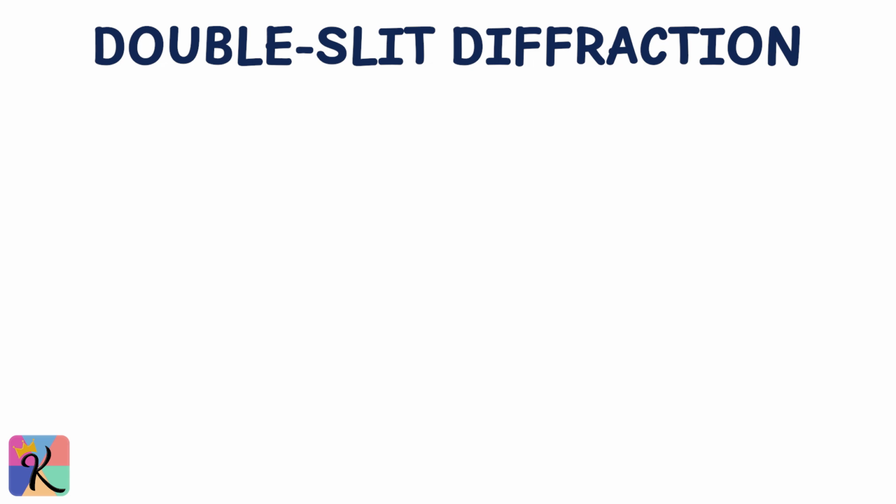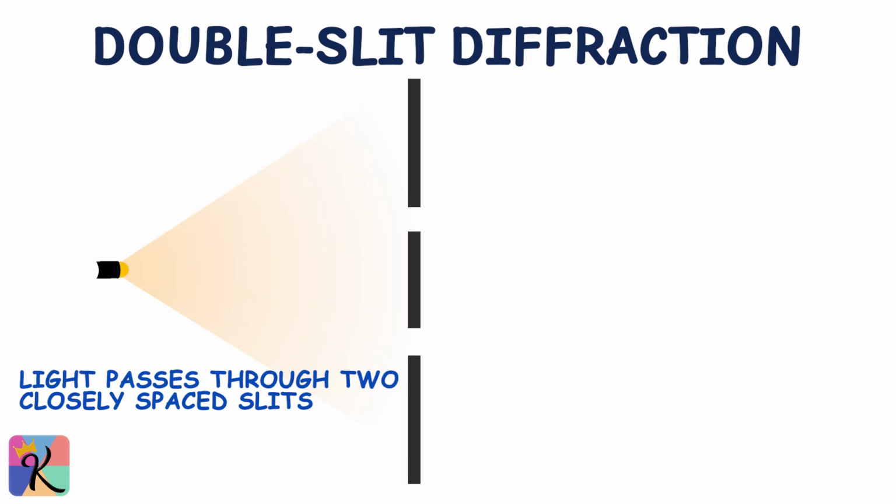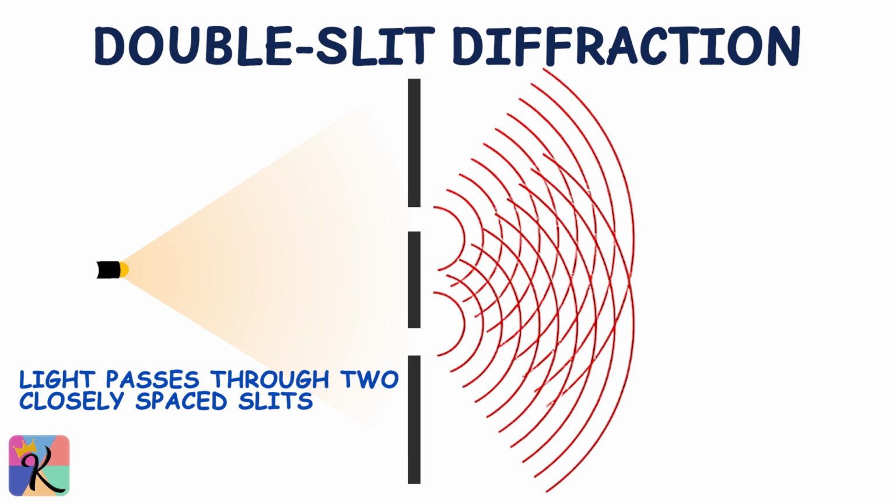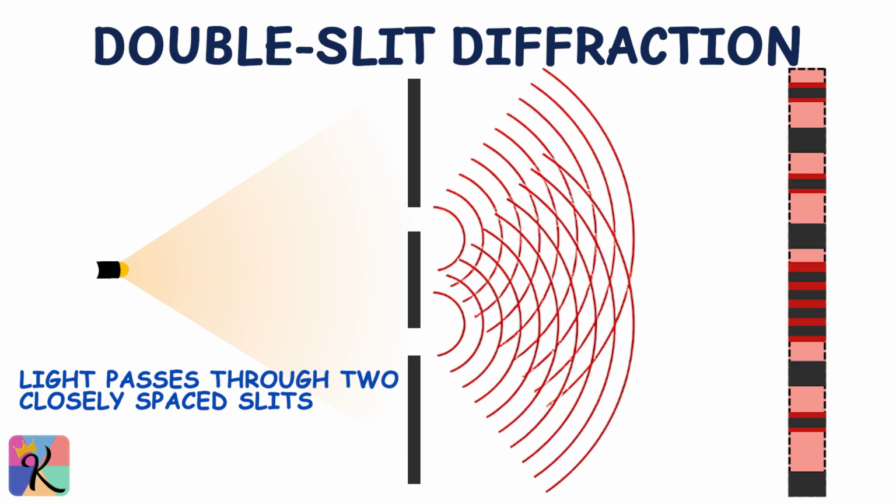In the double-slit diffraction setup, light passes through two closely spaced slits, creating an interference pattern of bright and dark fringes on the screen. This pattern arises from the superposition of light waves coming from the two slits, demonstrating the wave nature of light. The classic experiment demonstrating this phenomenon is Young's double-slit experiment.